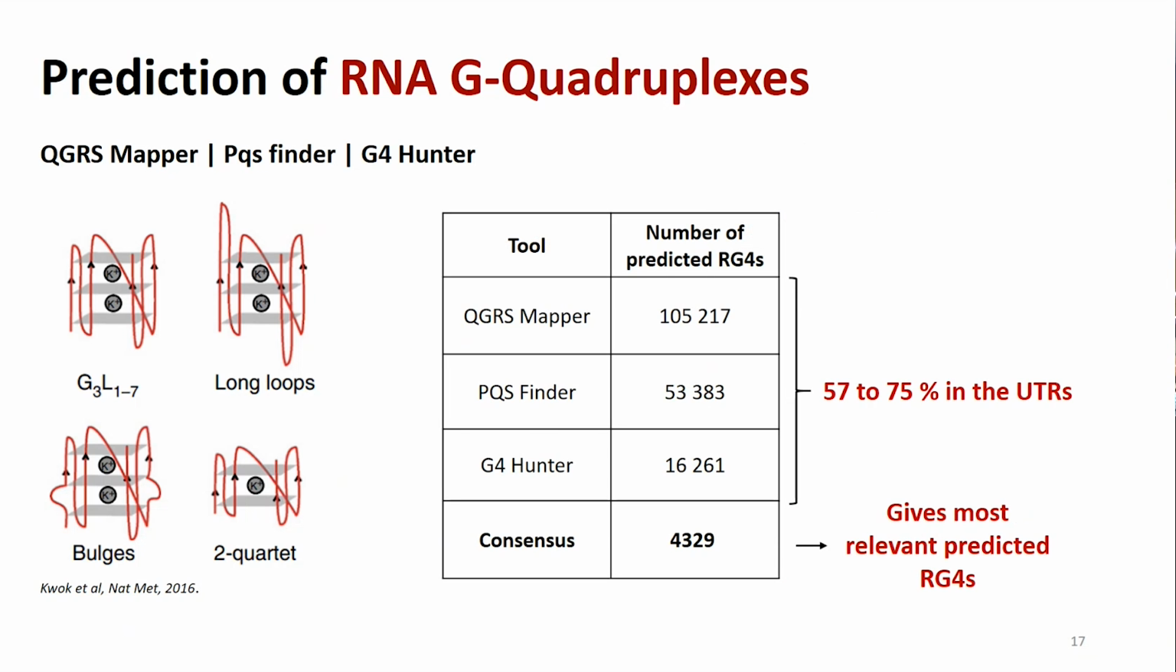So we use three different tools with their own calculation process and thresholds. Again, we find 50 to 75% in the UTRs. And we also calculate a consensus of these three tools to have the most relevant RNA G-Quadruplexes.